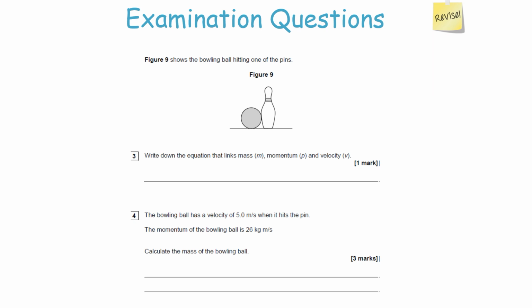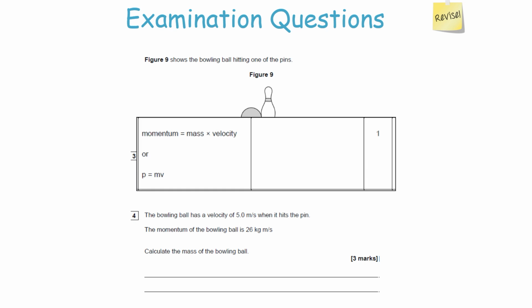Right, this first question will not be on the 2022 examination because they're going to give you all of the equations in the back of your equation book. So the equation is momentum is equal to mass times velocity. Now for the second question, it's important you can use this equation.